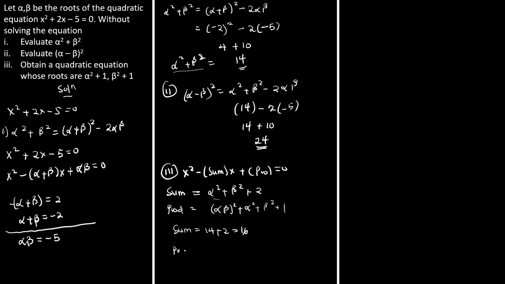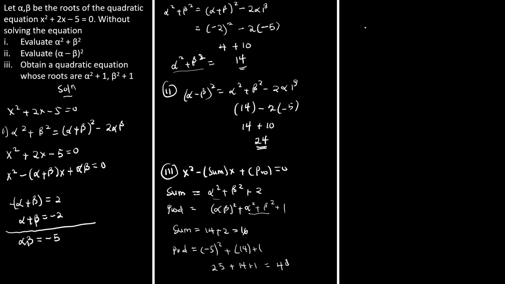And then the product is equal to, you know that alpha beta is negative 5. So negative 5 all square plus alpha square plus beta square, don't you see it is 14? This one. So plus 14 plus 1. We have 25 plus 14 plus 1. That should give me 40.